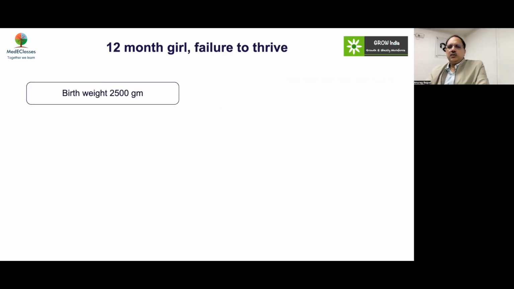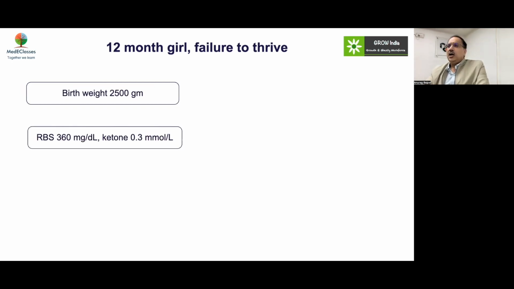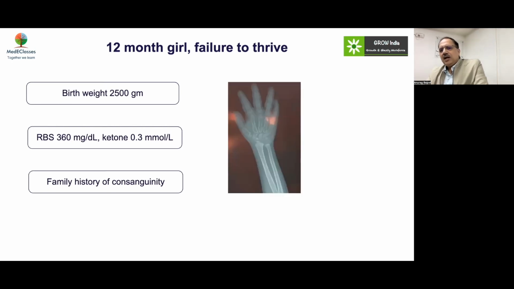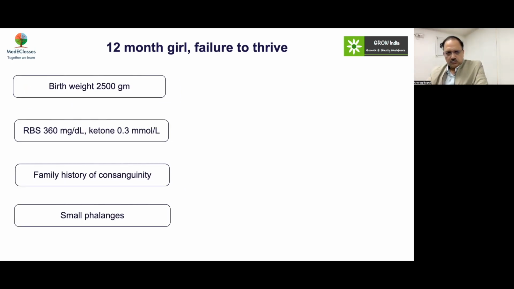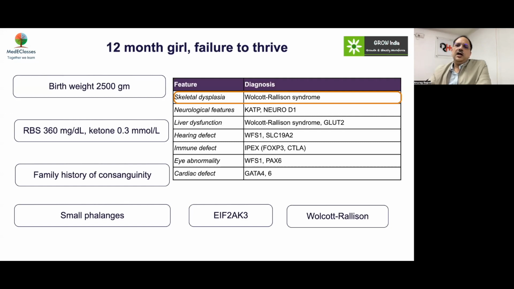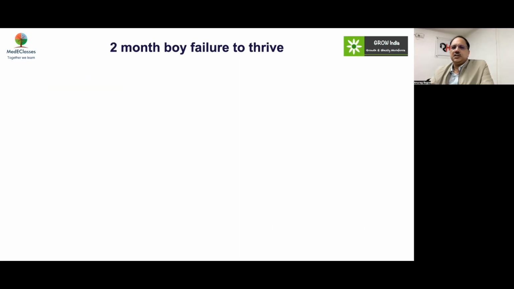12-month-old girl with failure to thrive, birth weight of 2500 grams, blood sugar of 360, ketone of 0.3, family history of consanguinity, and this is what we found on the X-ray. Distal phalanges are very, very small, and there's tapering. So we should think of Wolcott-Rallison syndrome as a possibility, and they will require insulin for long. You have to keep a close watch as far as their liver function is concerned.